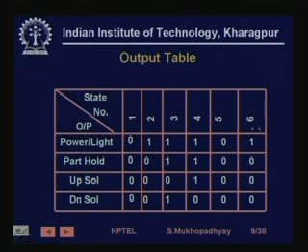There are 6 states and there are 4 outputs. It says that the power light switch stays on in states 2, 3, 4 and 6, while the part hold stays on only during 3 and 4, the up solenoid is 1 during 4 and the down solenoid is 1 during 3.